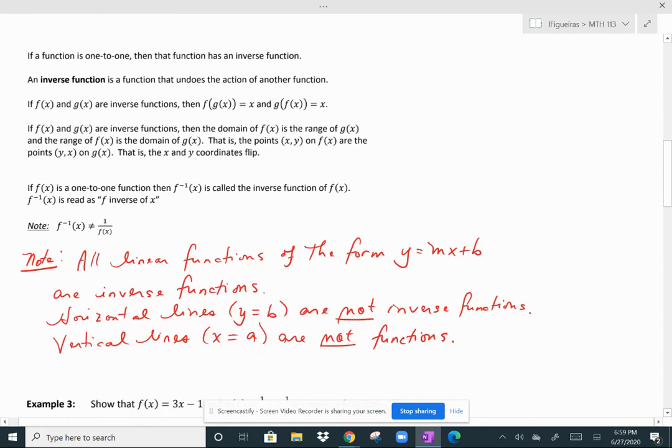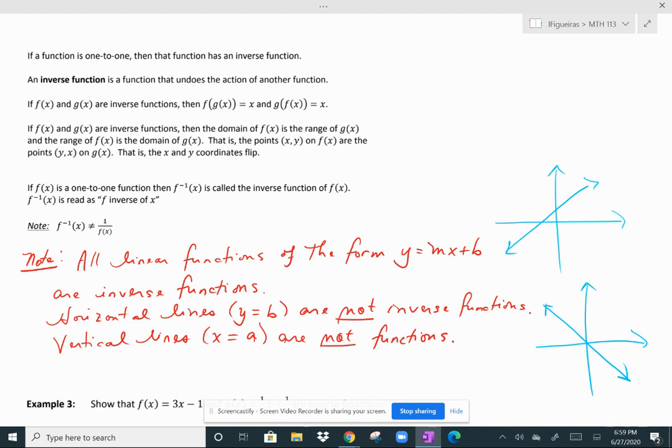All linear functions of the form y equals mx plus b are inverse functions. Any linear function of that form is going to be either going upward or going downward from left to right, depending on what the slope is. And so that's definitely a one-to-one function. Again, any one-to-one function will have an inverse.